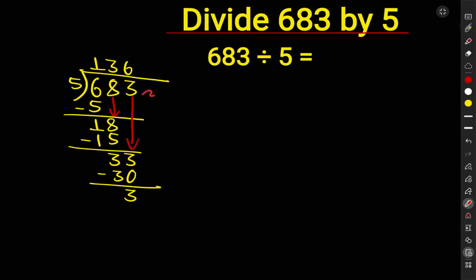So now we have no other number to put down. So we take a decimal here, so that we put 0. So it is 30 and 5 times 6 is 30. On subtracting we get 0. So 683 divided by 5 is 136 decimal 6.